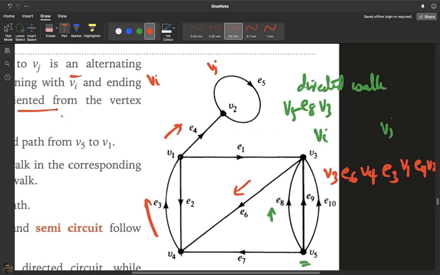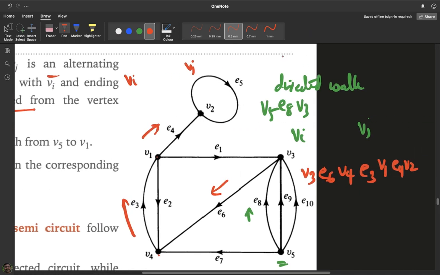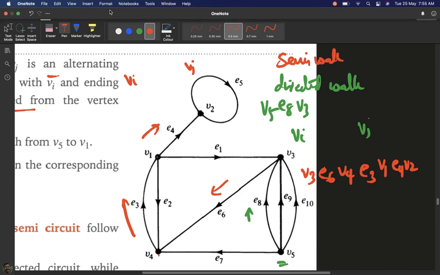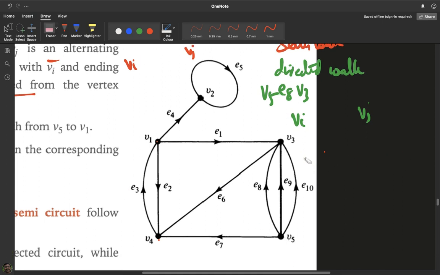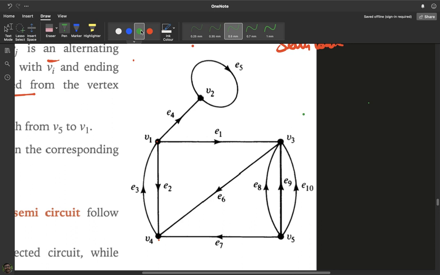Now there is also another concept called a semi walk. So what do we mean by a semi walk? A semi walk is nothing but a walk in the traditional sense. Here we are not concerned about the direction. It has actually no use in the case of directed graphs, but still let us try to understand what a semi walk is. For example, I'll give you a semi walk.